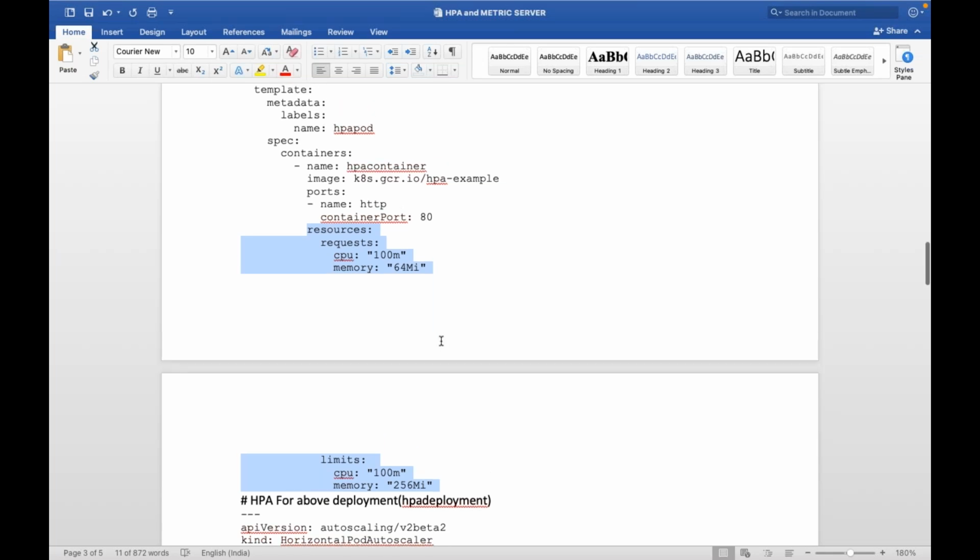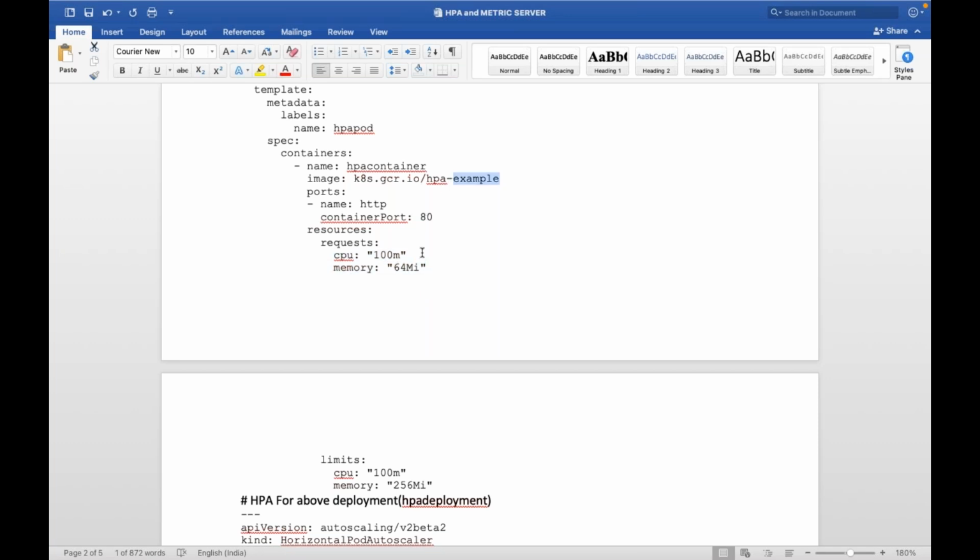So you may have a question: sir, how can I decide these numbers in real time? Can I blindly give some values? In real time, resource requests and limits are based on what? It is based on the application, what type of application you are running, and minimum how much CPU and how much memory it requires. For running that application, at least minimum how much is required.